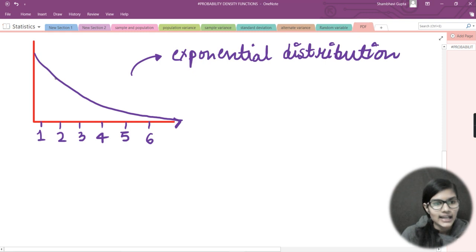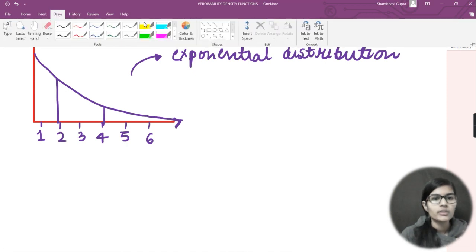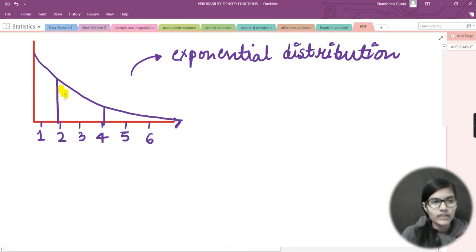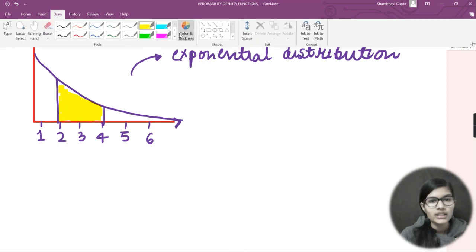Now, let's say I want to find the probability between 2 and 4. As we have written earlier, we simply write P, define the starting and ending points, and in between we write x. We are going to do the same thing here also.